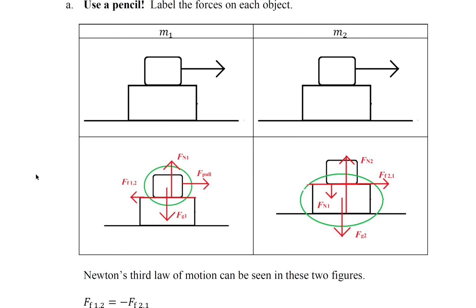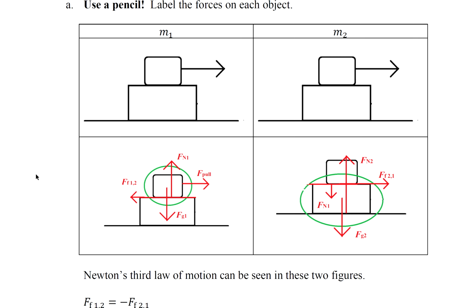So remember, circle the object, label the forces, put an X and Y axis, and then use the equation F equals ma. So those are the forces for M1. Force normal up, force gravity down, force pull to the right, force of friction to the left. And here are the forces for mass 2. Force normal up, force normal 2 up, force normal 1 down, force gravity 2 down, force of friction is to the right.